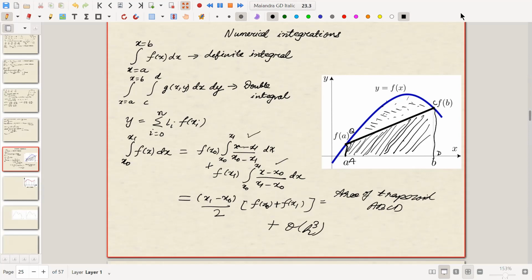But then you should ask me, order of h cube is a very small error, right? But this is just with 2 points. This is just a local trapezoidal rule. There is another rule known as the composite trapezoidal rule. That means we can divide A to B into multiple segments, which you normally do in Python with linspace, A to B, and how many points you want to divide into. Now for each of these sets, you can approximate via a trapezoid. That is known as the composite trapezoidal rule.